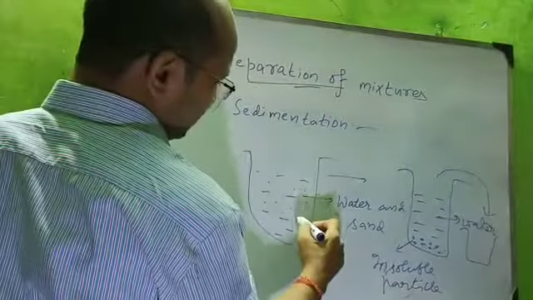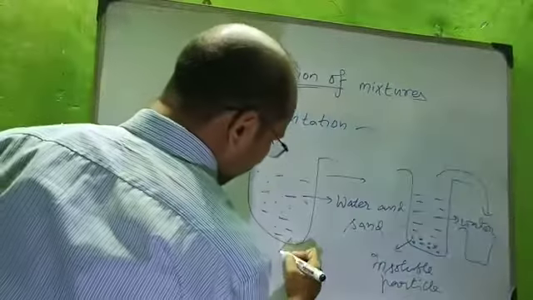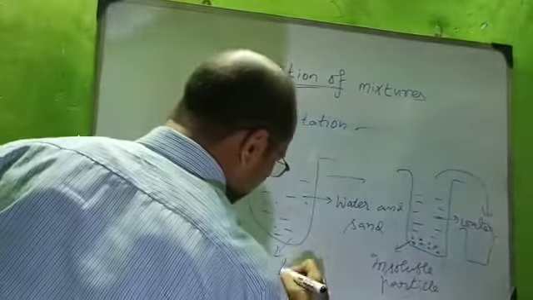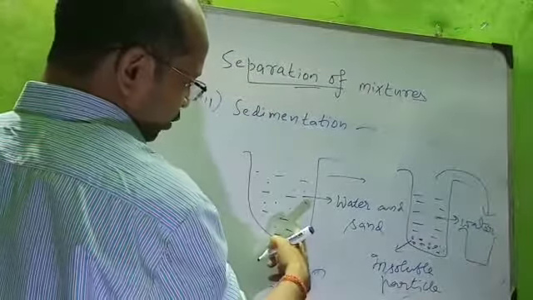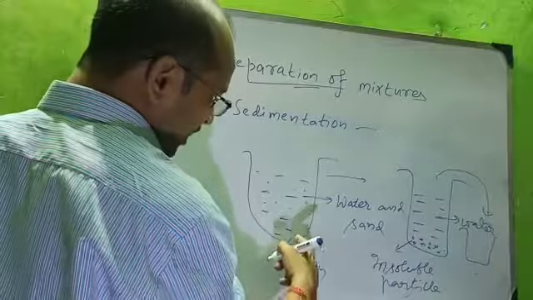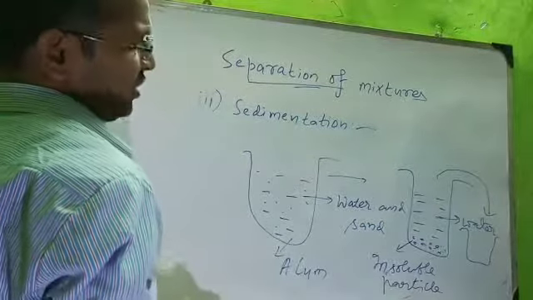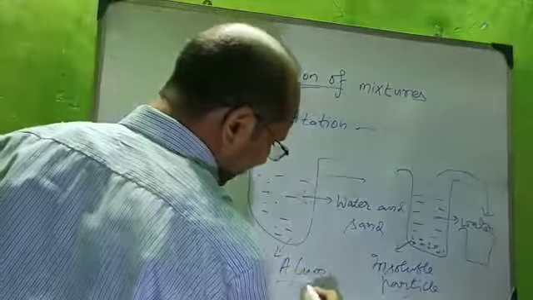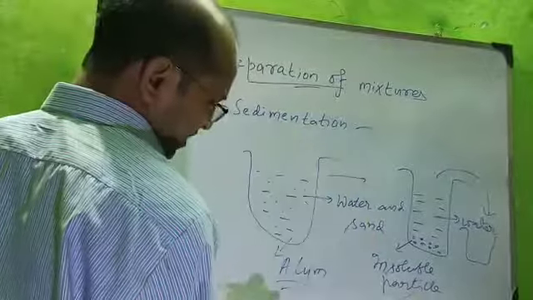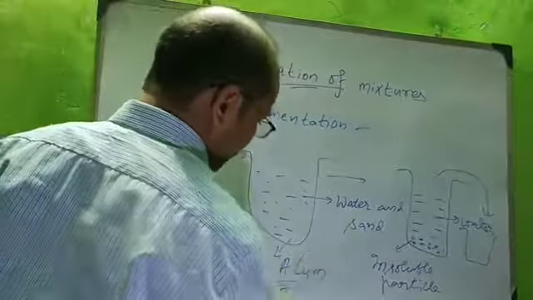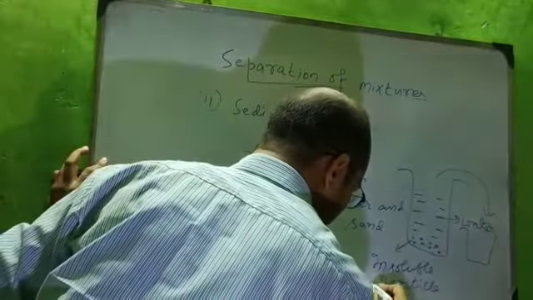Since this process will take a long time, we can speed it up by adding alum to it. If we add alum, the process of sedimentation will be done faster. This process of adding alum so that sedimentation will be faster is called loading.